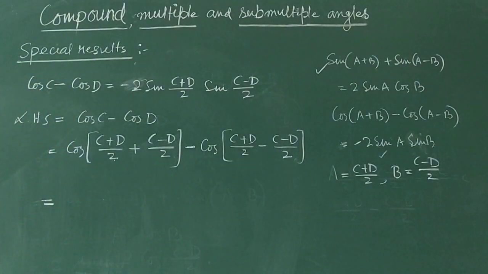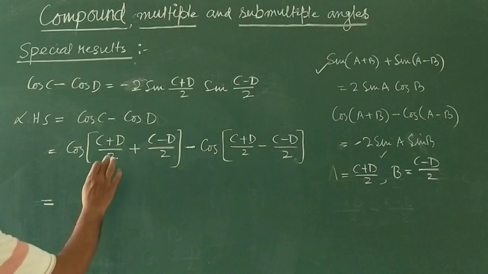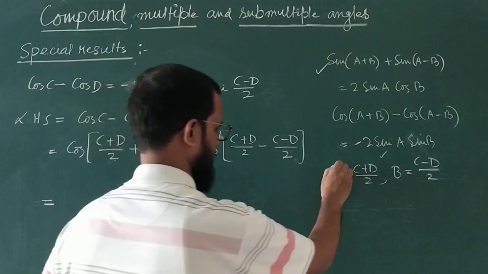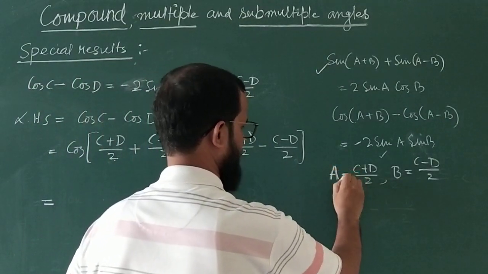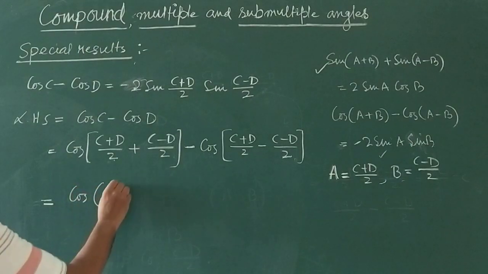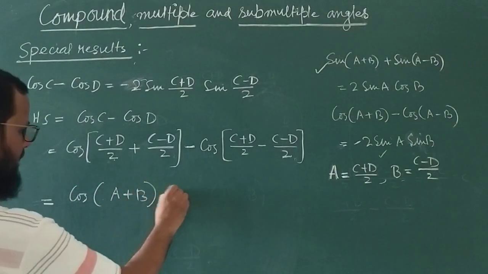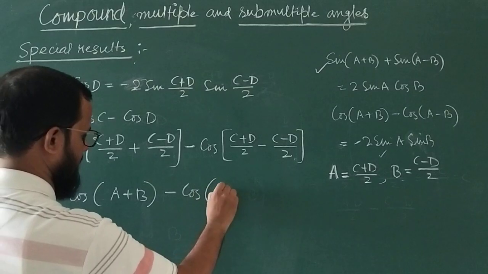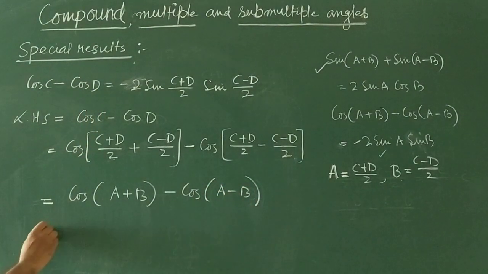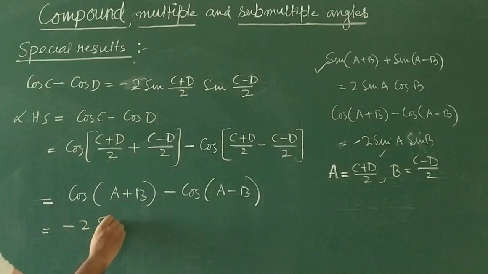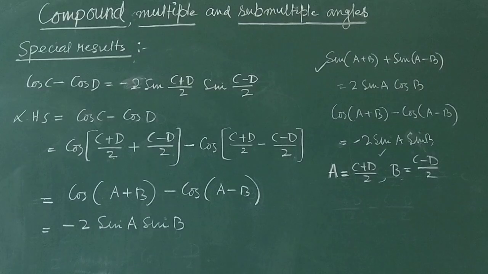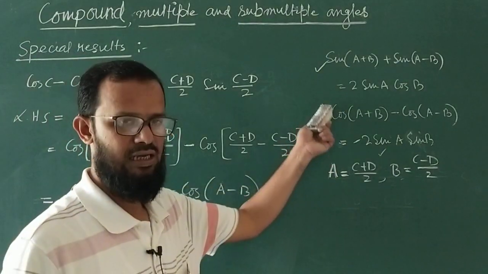Okay, so ultimately what do we get? Cos c, this is suppose a, like this is a. Similarly b equal to this, so you can replace: cos a plus b, and then cos a minus b. And we know that this is equal to minus 2 sin a into sin b. This is the result. Okay, this result I have used.